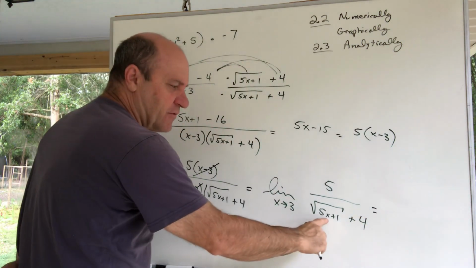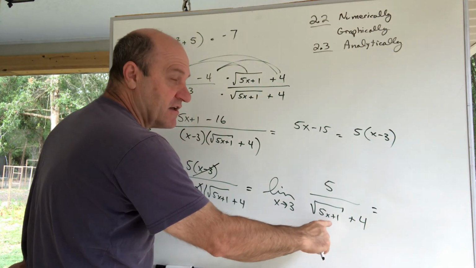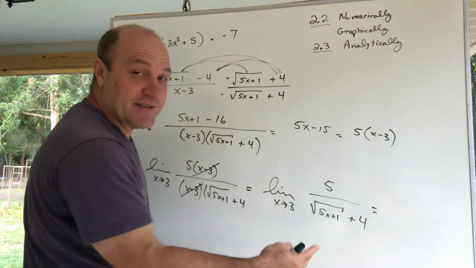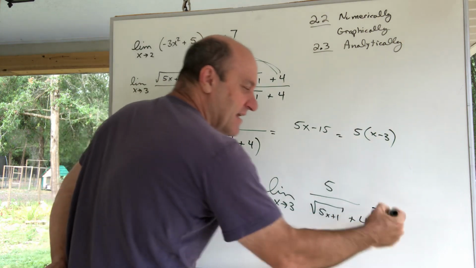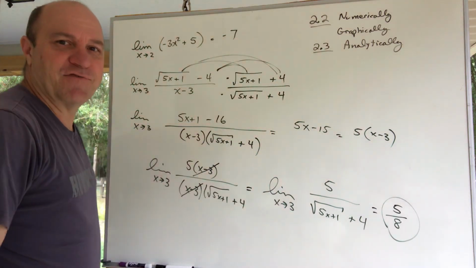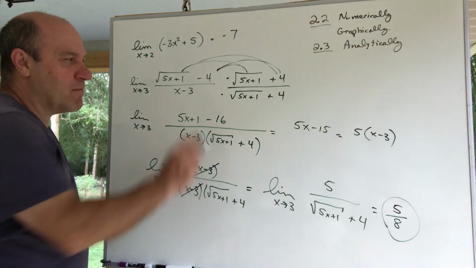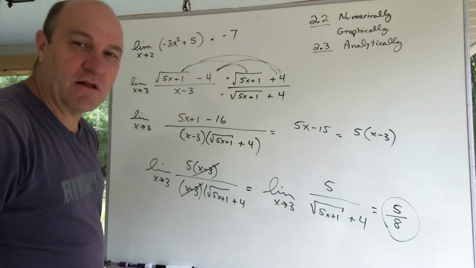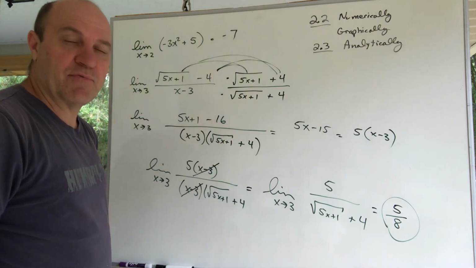If I plug in the 3, that's 15 plus 1, that's 16. Square root of 16 is 4. 4 plus 4 is 8. This is 5/8. So that was fun. Multiplying by the conjugate is a skill. Factoring is a skill we did in a previous video.